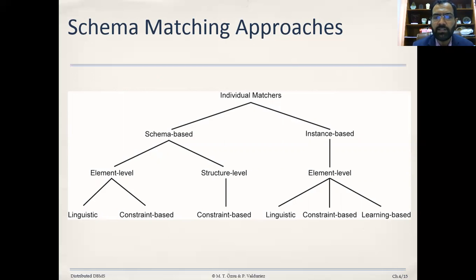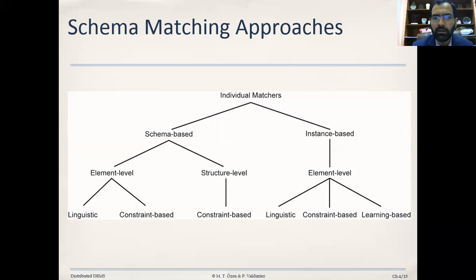If you go for instance matching, then you have to go for the element level, because you are matching the instance. For example, you're talking about employees working in a specific project, so you are looking for an element and you try to match those elements, whether those are the same employees, whether both employees represent the same thing, or both represent the same project. So for instance based matching, you will go for the element level approach. And for the element level approach, you might have three approaches, which can be linguistic, constraint based, or learning based.